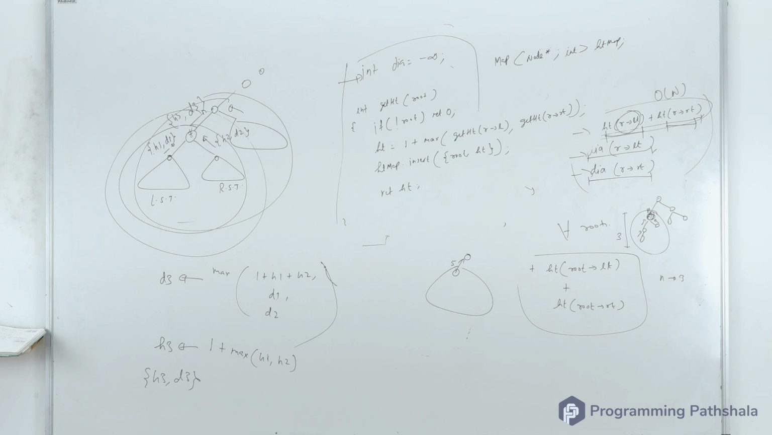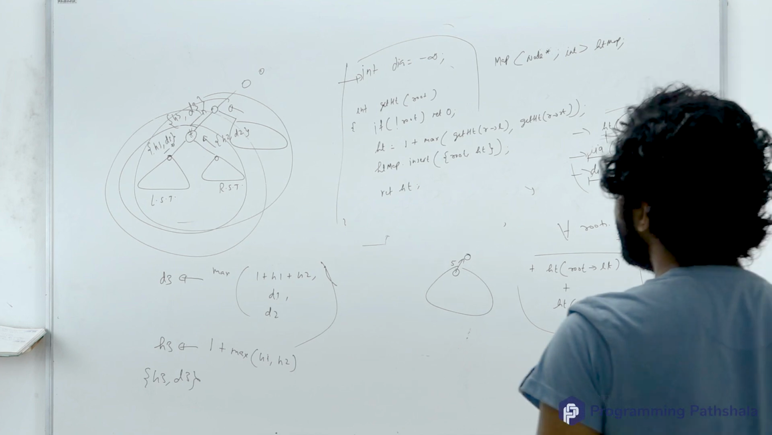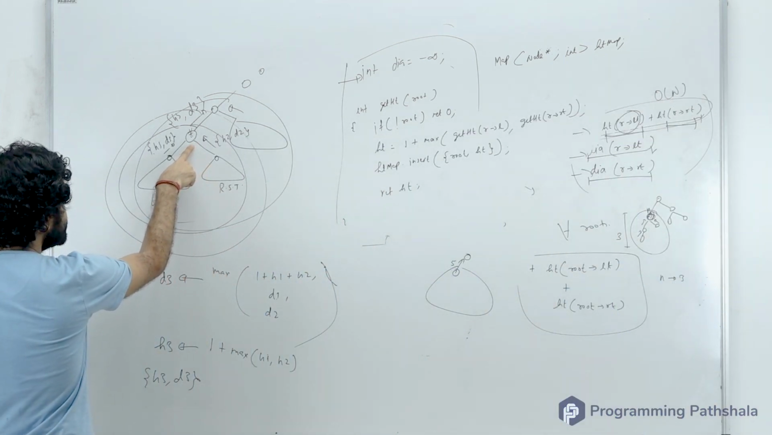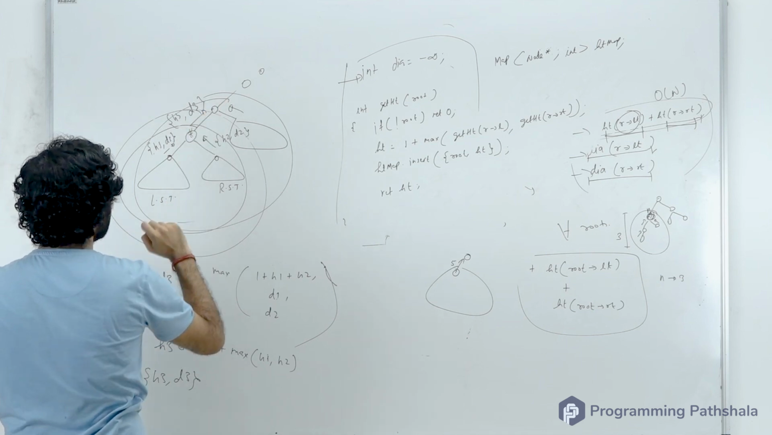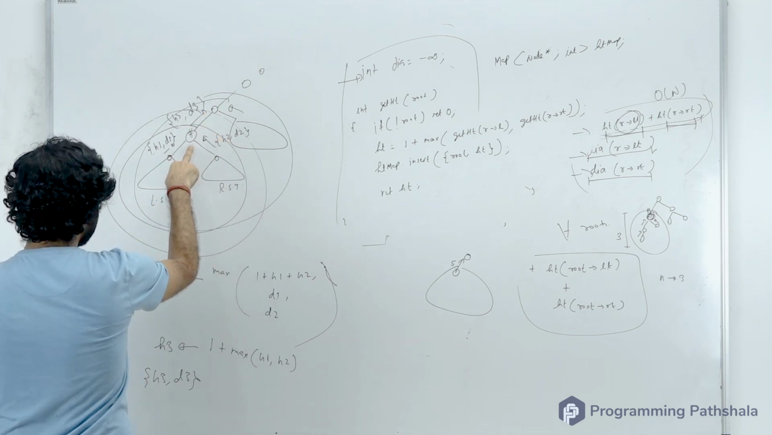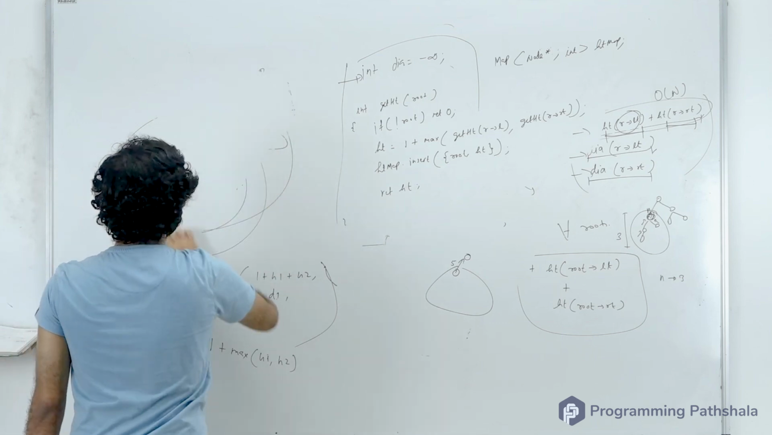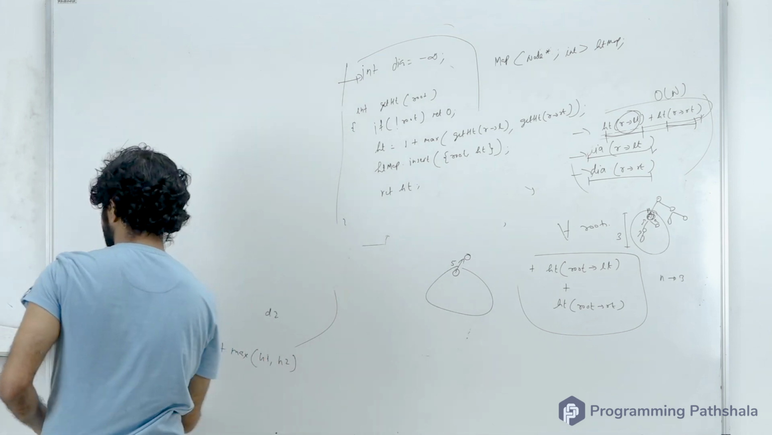So clearly what should be the return type of this function? Return type of this function should be that if I invoke this function on any random node, then by the time this returns, I should get to know about two things: the height of that tree rooted at that node and diameter of the tree rooted at that node. So let's talk about the code part of it.